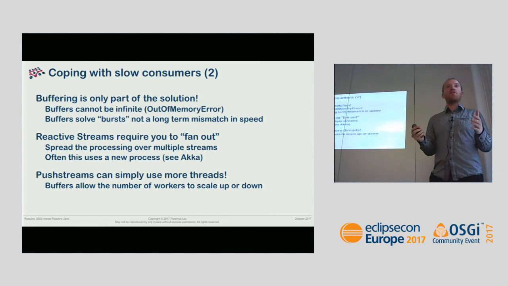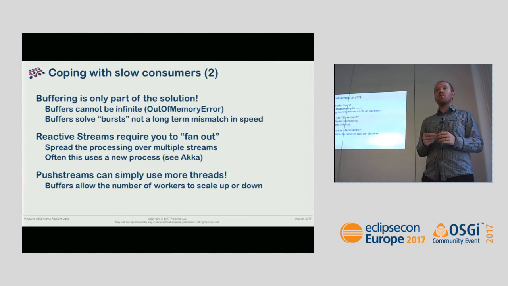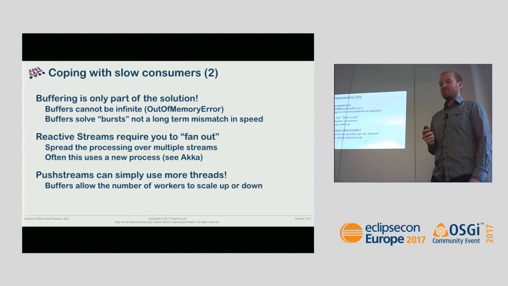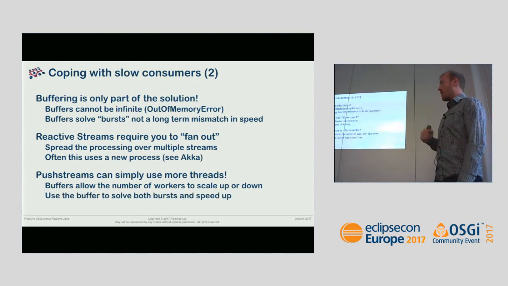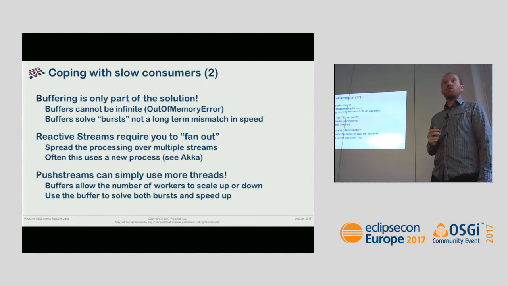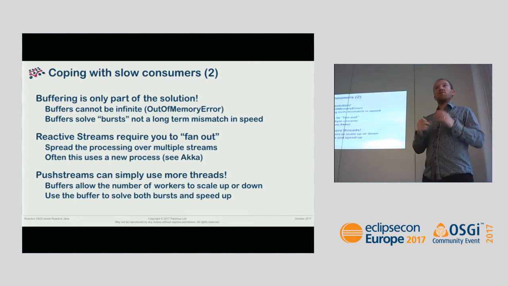So if you have a function that is slow because it's doing a significant computation on one CPU core, but you're on an 8-core machine, you can simply increase your throughput by saying, let's use more of the cores by using more threads. Therefore, the buffer in a push stream actually can help you to solve not only the burst problem, but also a long-term mismatch problem.